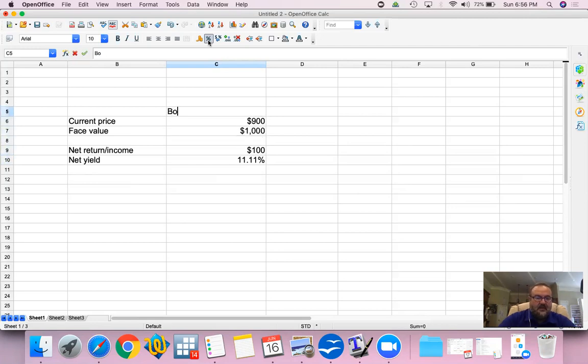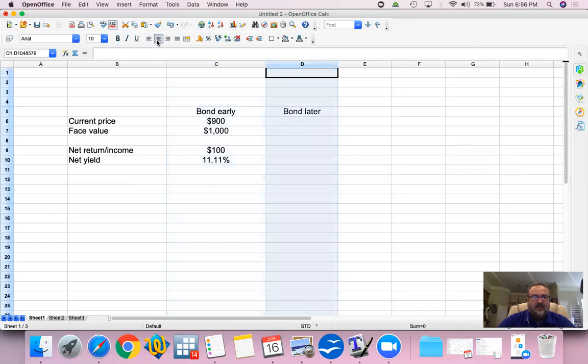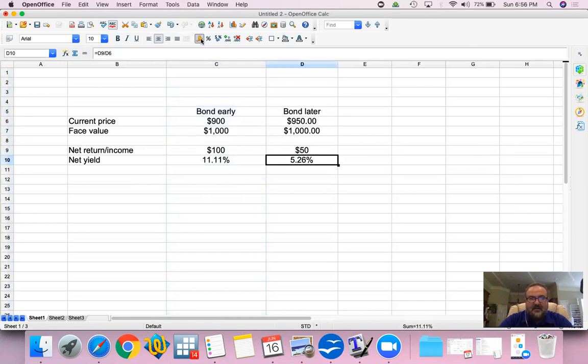Let's call this bond early, and then let's call this bond later. So on the bond early, we buy this, and that's our situation. With the bond later, let's say that this still has the same $1,000, but this time the interest rates went down, which means that now the same bond is selling for $950. Now notice, you're going to have a $50 return and the yield will be 5.26%. Now, this is the one that we own.